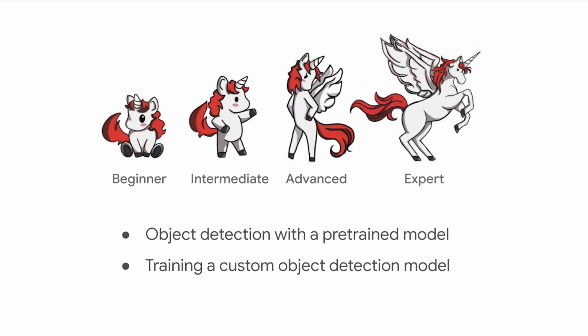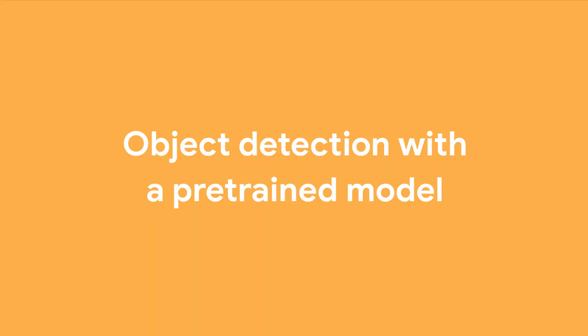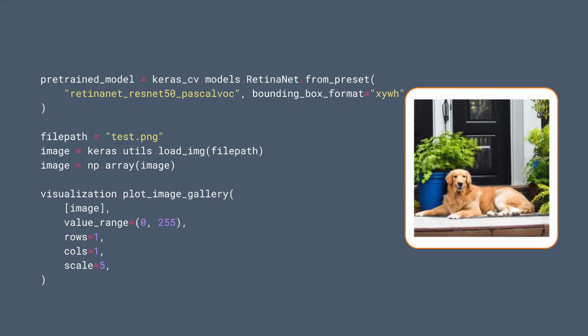So let's learn how to do this with KerasCV. We will start with basic object detection with a pre-trained classifier. Then we will train a custom object detection model. It's pretty straightforward to perform detections with a pre-trained model. Let's walk through it now. As an example, we're going to use the RetinaNet model pre-trained on the Pascal VOC dataset. Other than RetinaNet, KerasCV also offers YOLO V8 and YOLO X models for object detection.